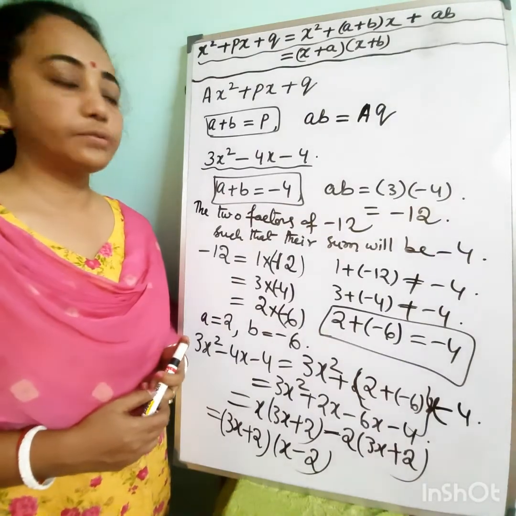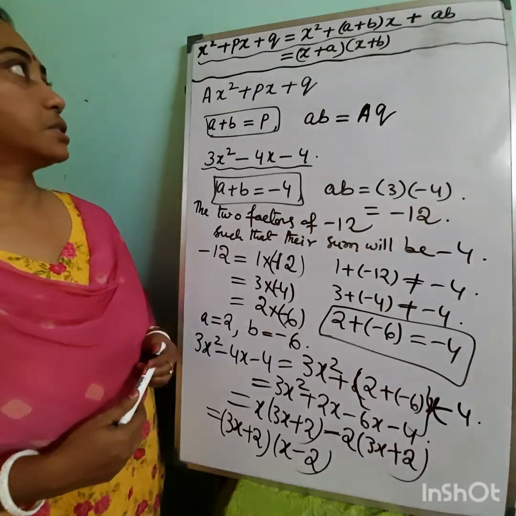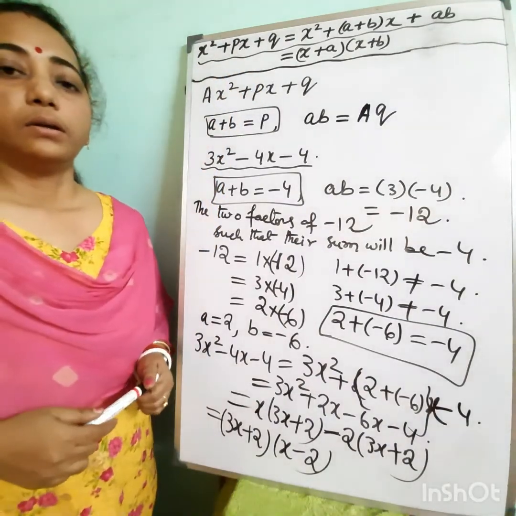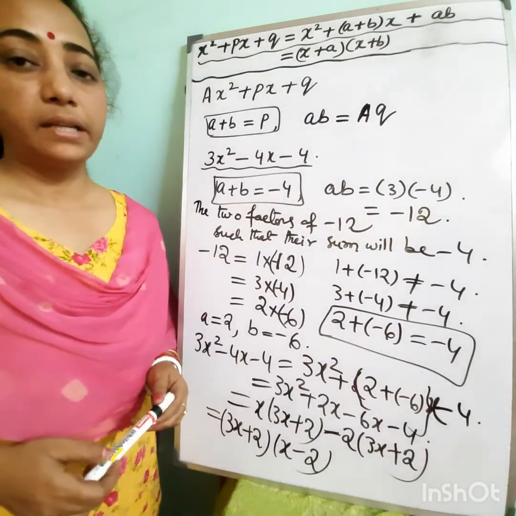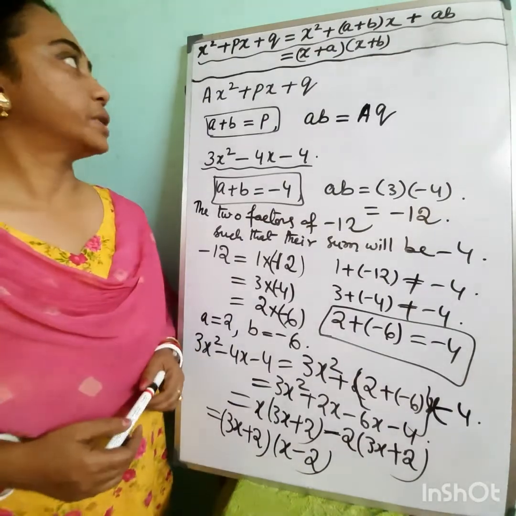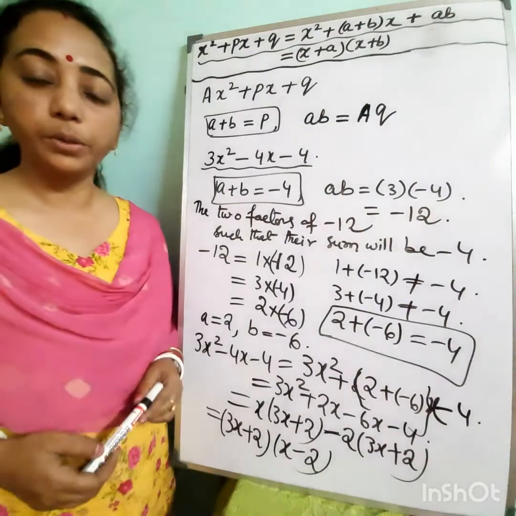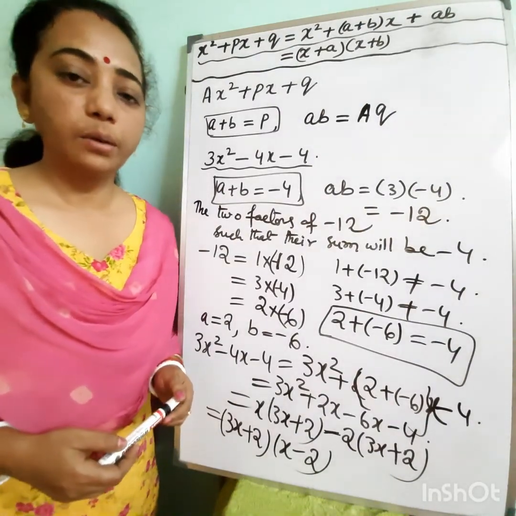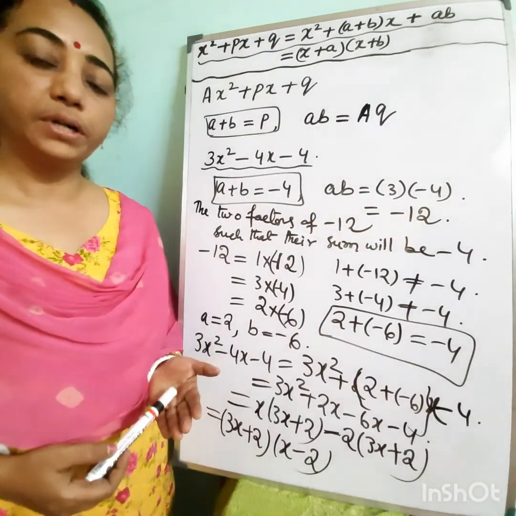So in this way we can find the factors of the given expressions when they are in the form of a x square plus px plus q, which is also known as factorization by splitting the middle term. Here we are splitting the middle term of the given algebraic expression, which is also known as a quadratic polynomial. So this method is known as factorization by splitting the middle term.